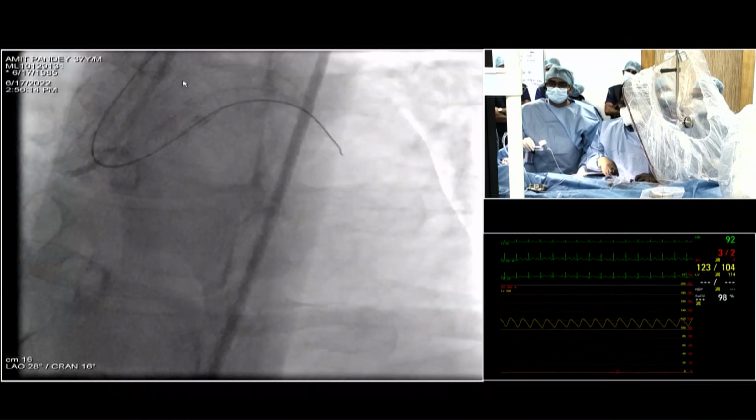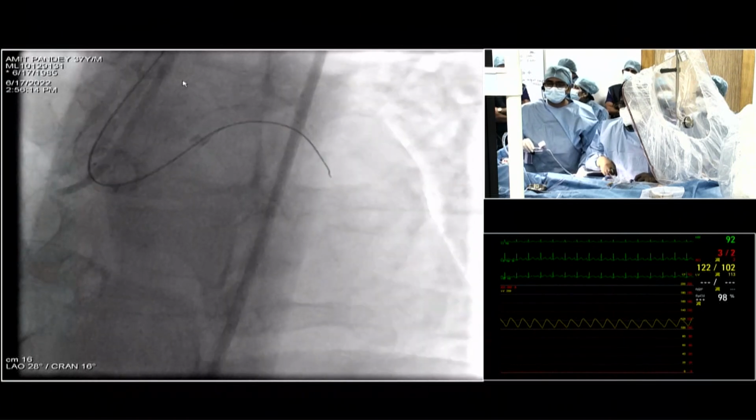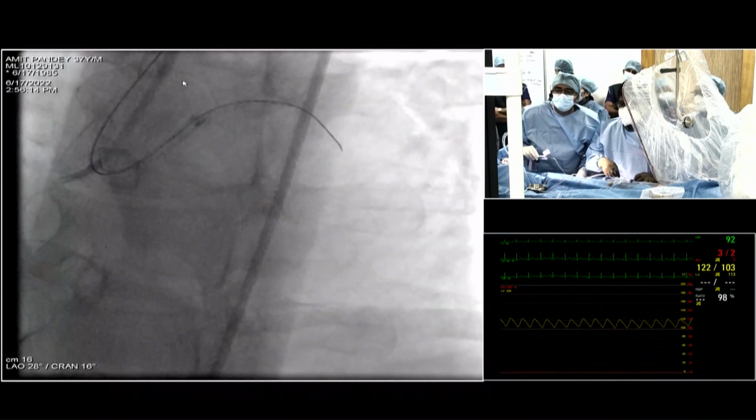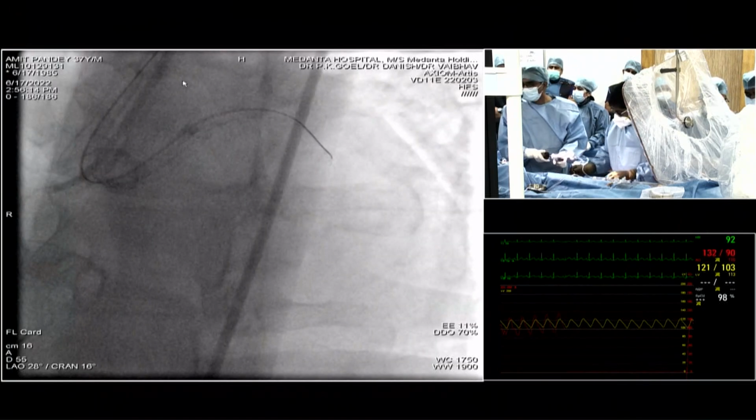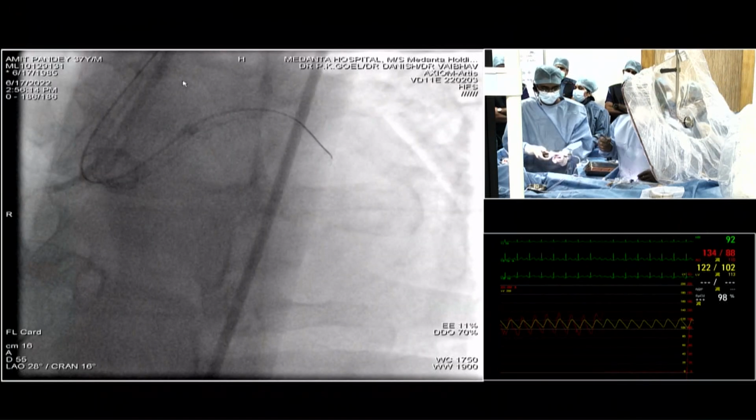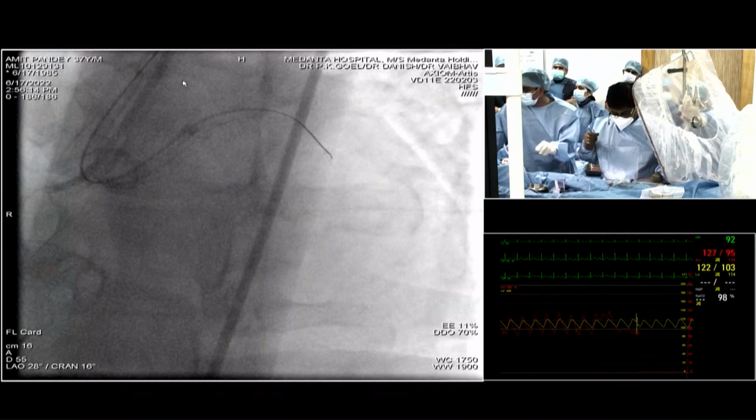Actually, we can do this parallel wire in three ways. One, you can take two wires. Otherwise, you can use the seesaw technique with two microcatheters, or you can take a dual lumen catheter and do two wires.